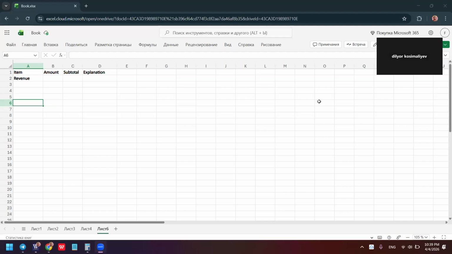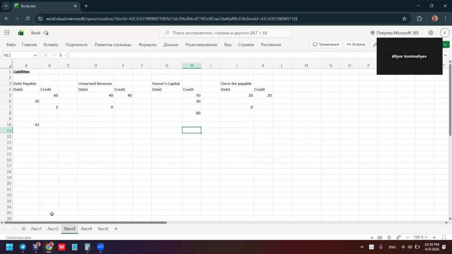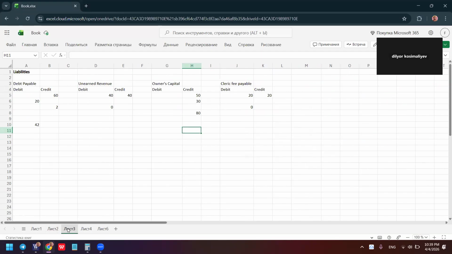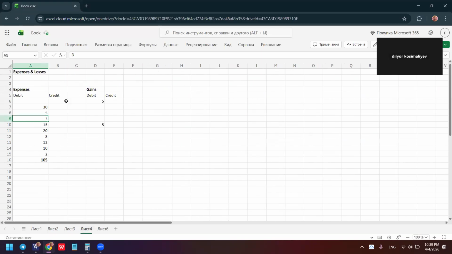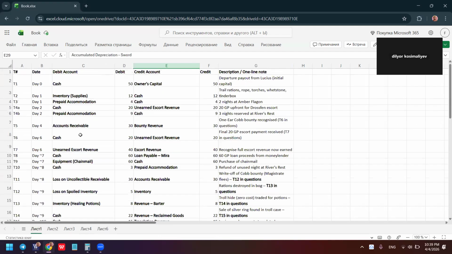So, hi everyone. Right now, I will be doing the income statements for ITS Journey. In this project, I will be relying purely on the T accounts that I made. As you can see here, I have assets, a separate sheet for liabilities and for expenses and losses, and also gains here as well. And then I have the journal entries here. Sometimes I will be using this one as well. So let's get it started.